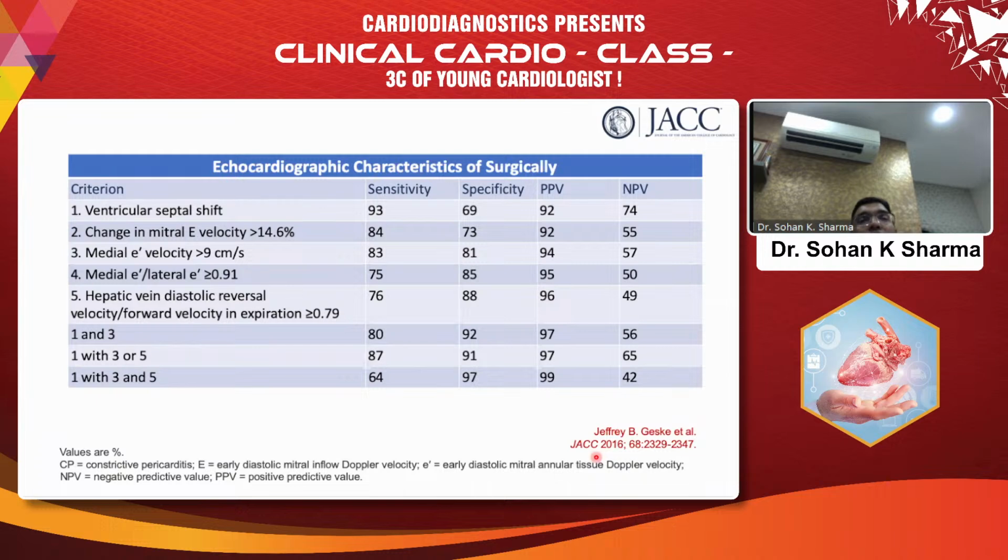As far as sensitivity and specificity are concerned, there are the septal bounce, change in mitral E velocities, mitral E prime velocity more than 9 centimeter, lateral and medial E prime velocities ratio, and hepatic vein diastolic reversal. If all these points are present, then the specificity is increased, but sensitivity becomes less. So the positive predictive value of diagnosing the condition is more.